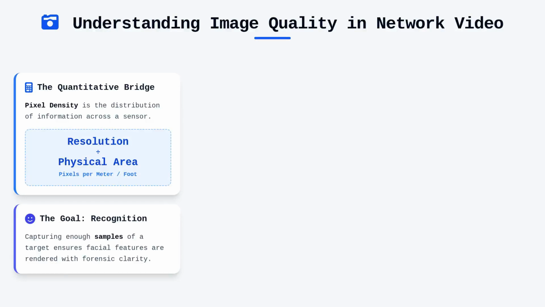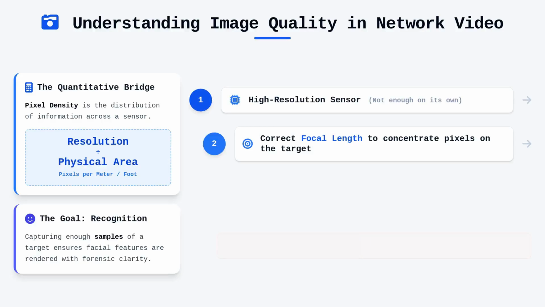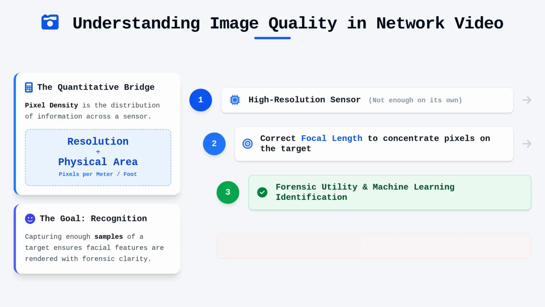We calculate this by taking the horizontal or vertical resolution and dividing it by the physical dimensions of the area being covered. If your goal is to identify a person, the standard recommendation often points towards specific pixel counts across the target area to ensure that the facial features are rendered with enough clarity. It is not sufficient to simply have a high-resolution sensor. The lens focal length must also focus those pixels precisely where they are needed most. Failure to perform this calculation leads to scenarios where a camera records vast amounts of motion, yet the footage rendered is essentially a blurred mess of pixels that lacks forensic utility.